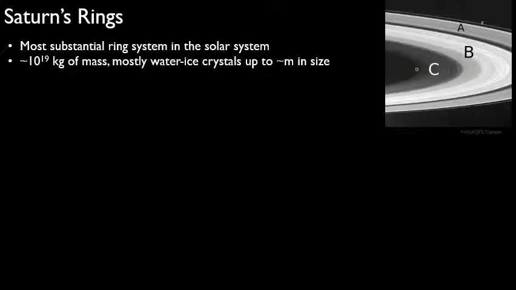The rings are by far the most substantial of any of the planets in our solar system. Quite a bit of mass, and it's mostly made up of water ice crystals that aren't terribly big, right? Up to a meter in size. More of them are probably more like the size of a basketball or something like that. And they're classified by different letters to keep them straight, and you can see there's obviously different features of these, and that's why they get the different classifications.